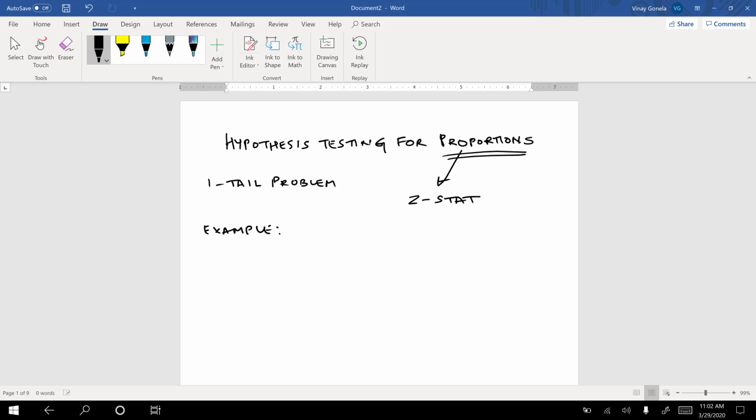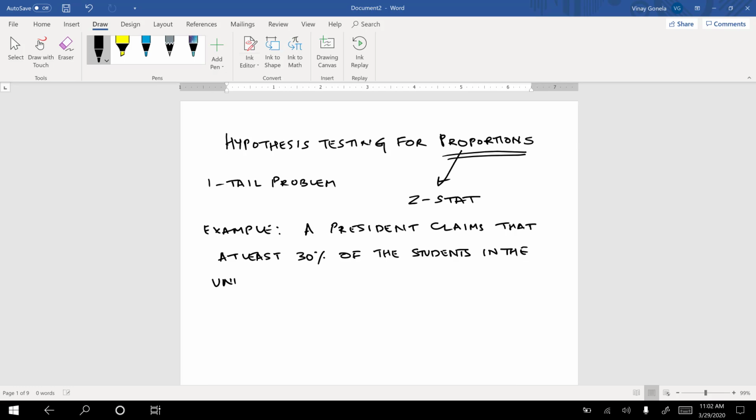The question is, a president claims that at least 30% of the students in the university like color red. So this is the claim.